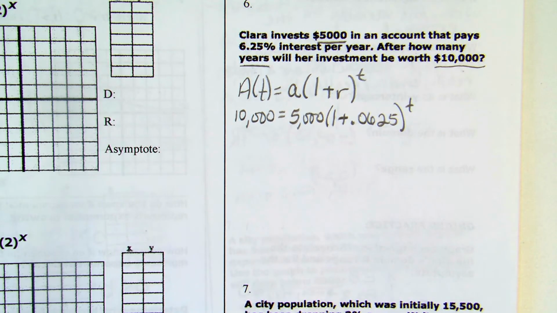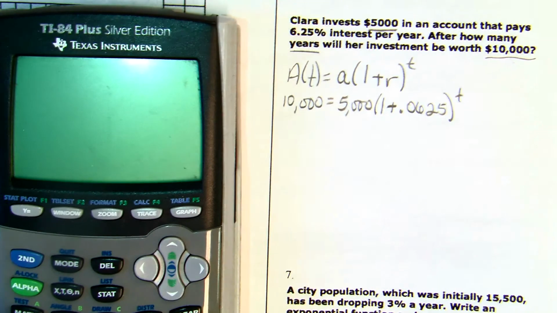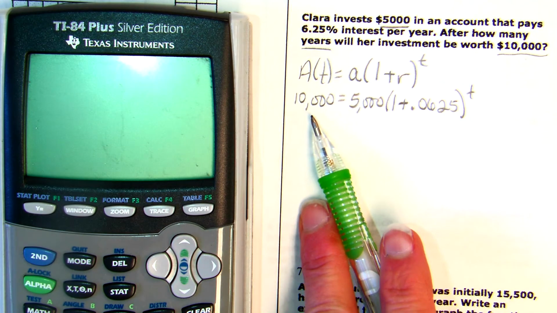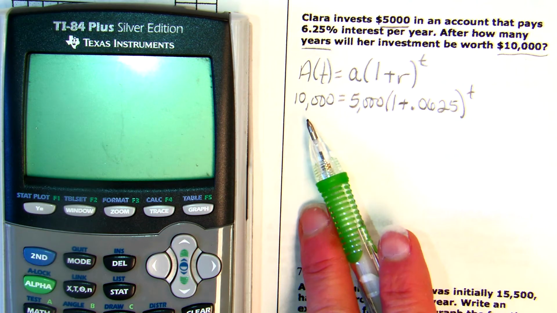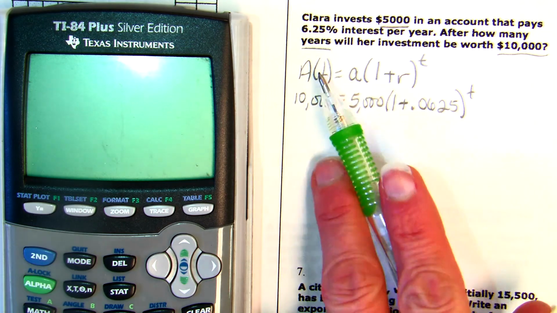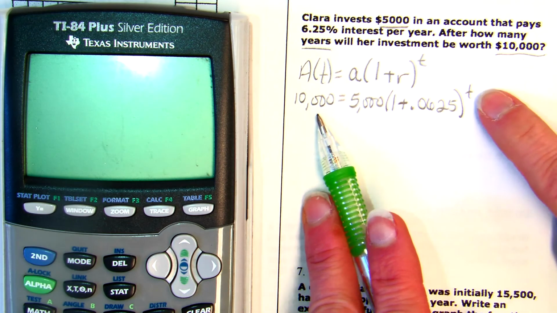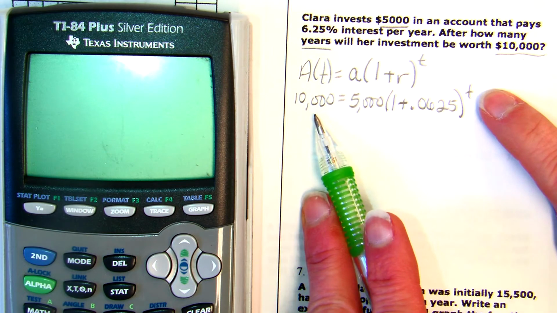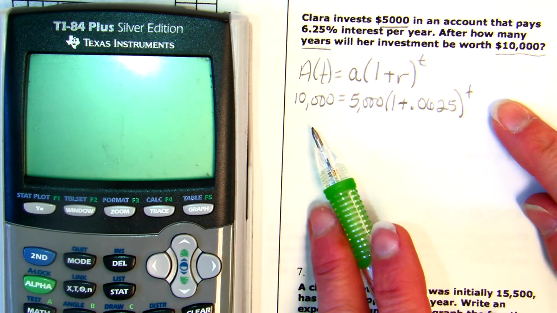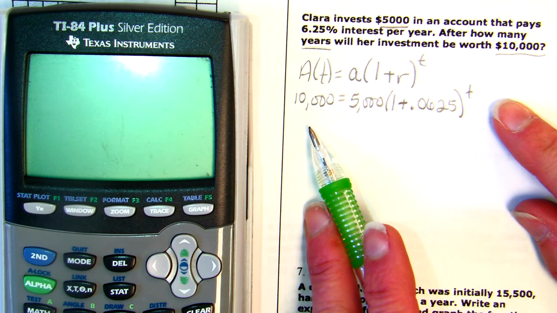Anybody? You pick up your trusty little calculator. So let's pick up our calculator. What do we know that this 10,000 represents? The final amount. But when I go putting in my calculator, what is that 10,000 standing for? X or Y? The Y value. Remember, this A of T is your Y value. And what is this T that we're looking for? That's the X value. So what we want to get in our calculator is the X value that goes with the Y value being 10,000. That's what you're looking for.